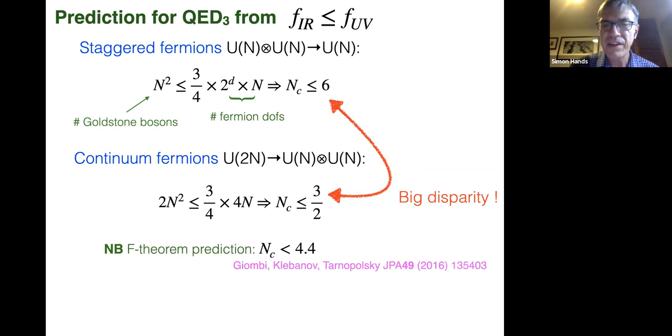I should add that it's possible to do a more sophisticated and possibly more rigorous job of constraining the critical number of flavors using something called an F theorem. And this takes into account that the actual effective description of the theory at the critical point is not a free theory, but rather an interacting conformal theory. You have to work harder, and these authors did in 2016, and they predict a slightly less stringent bound of 4.4 for the critical number of flavors.